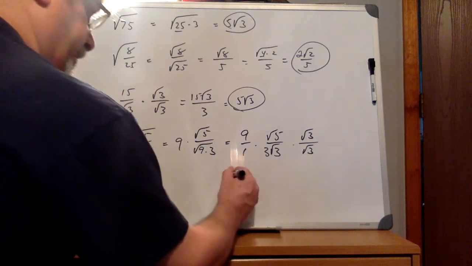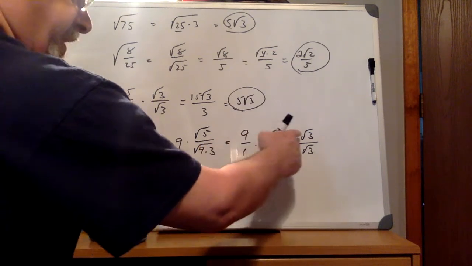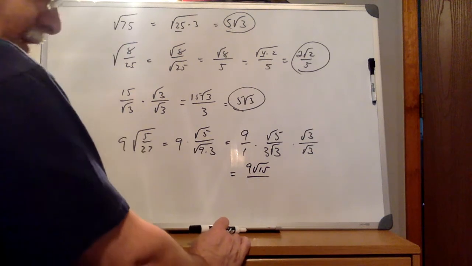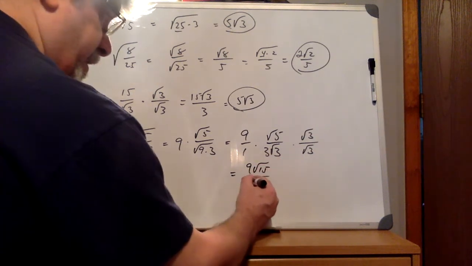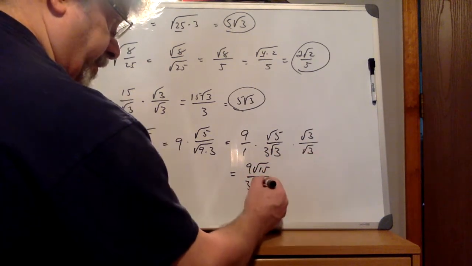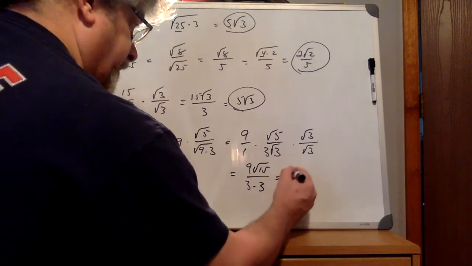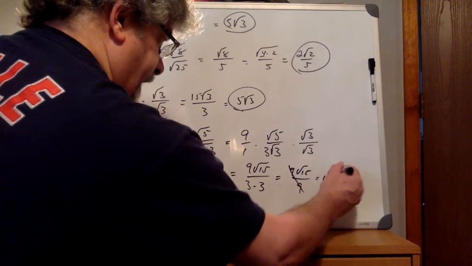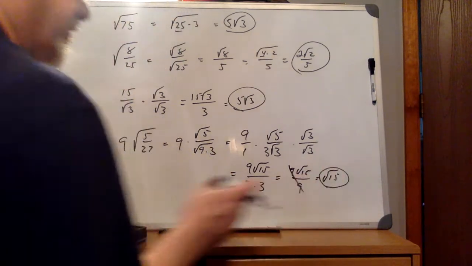So let's multiply across here. So I have 9, and the square root of 5 times the square root of 3 is the square root of 15. On the bottom, I have 3 times the root 3 times root 3, which is another 3. So this becomes 9 root 15 over 9, so the 9's cancel out. And my answer is the square root of 15.